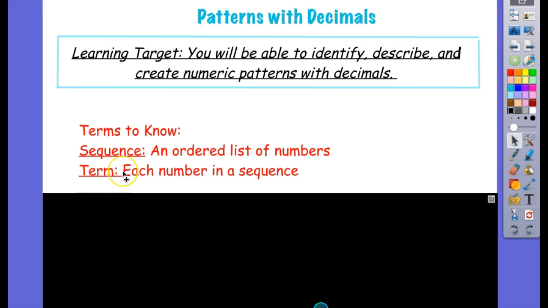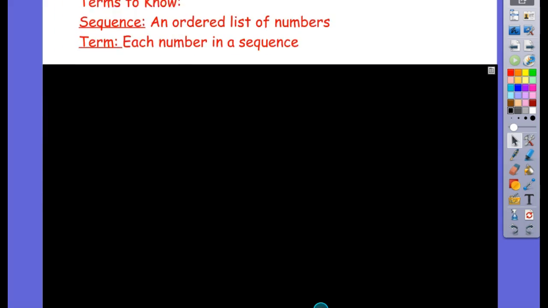The second term you need to put down is term, and that in this case is referring to each number in a sequence. So what we're going to be doing today is we're going to be identifying missing terms. So you're going to have to look at a sequence and be able to find a missing term that would fit the pattern of that sequence. All right, so let's go ahead and look at our first question.